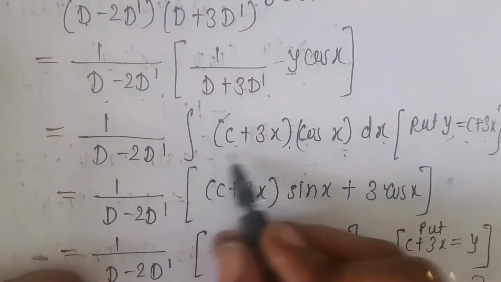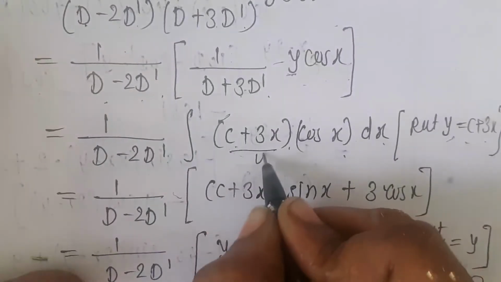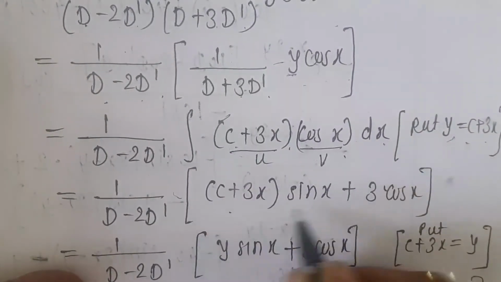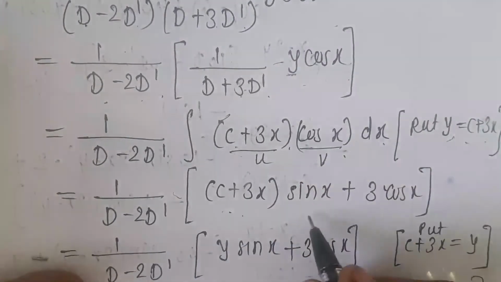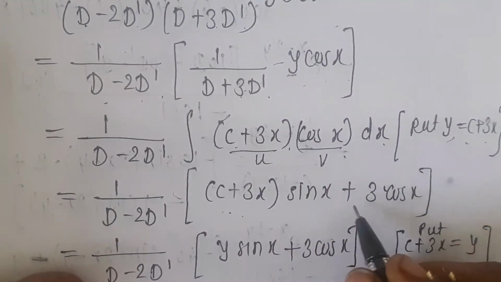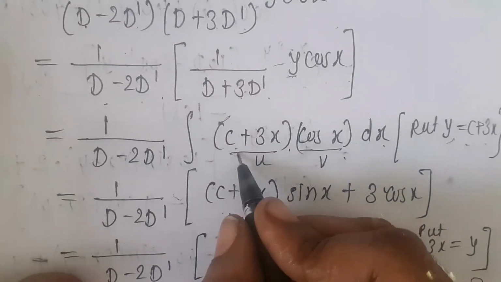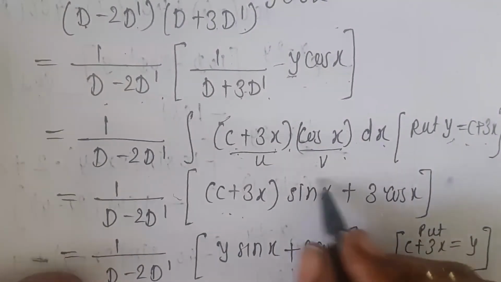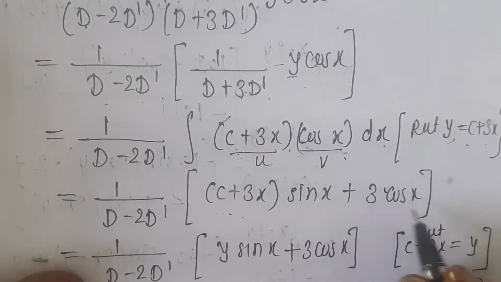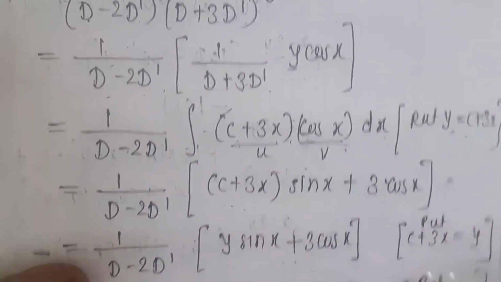So use integration by parts. This is the first function u and this is v. So we can use the general rule here: u times the integration of v, that is sin x, minus the integration of the derivative of u, which for c + 3x is 3, times the integration of sin x, and the previous term's integration is −cos x. So minus minus becomes plus.